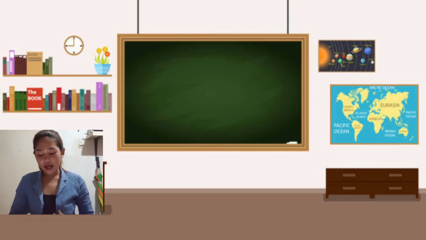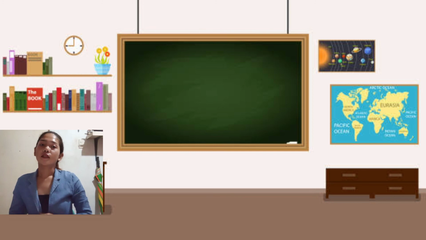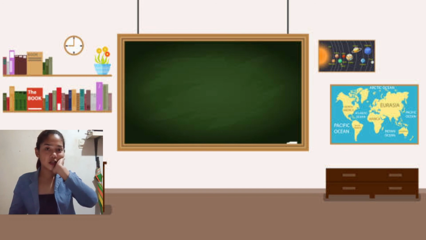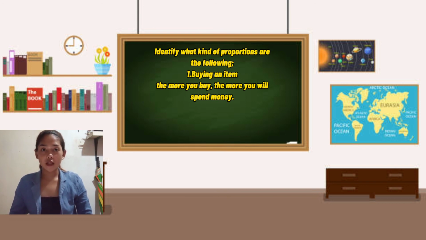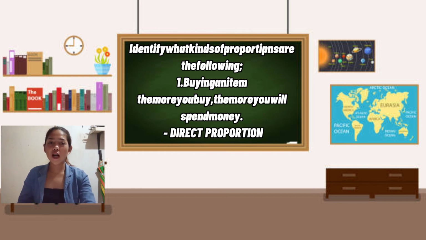I-ask nga question ha kanang i-identify ninyo kung unsa ni siya nga proportion. Okay, so tulo ra ni siya ka question. Okay, so let's read number 1. Number 1, buying an item, the more you buy, the more you will spend money. Unsa man na siya? Is it direct, is it inverse, or is it partitive? It's a direct proportion.